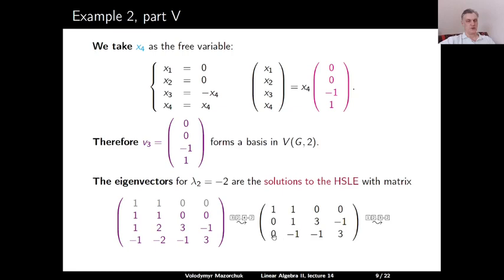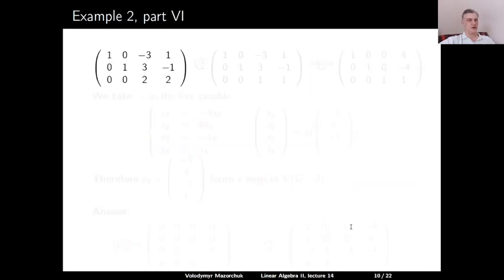And row 3 becomes 0, 0, 2, 2. So now here we can divide row 3 by 2 to get 0, 0, 1, 1. And then we use this 1 in position 3, 3 to kill 3 and minus 3 above it.